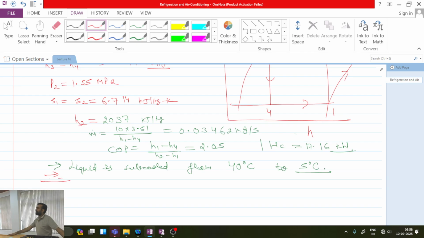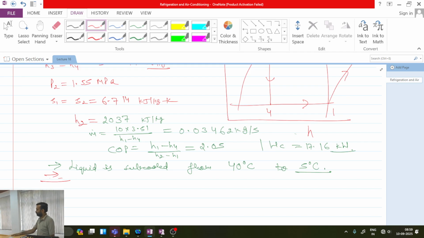The other things remain the same. We have the water intercooler which is bringing it up to 40 degrees Celsius. We then have the flash intercooler which is bringing it to the saturated state. But now we are not using the flash chamber. It means we are not taking out the saturated liquid, but we are subcooling it from 40 to 5 degrees Celsius. So if I use a liquid subcooler, then what will be the mass flow rates of the low pressure and high pressure compressors, work done, COP of the system, and heat rejected in the condenser?